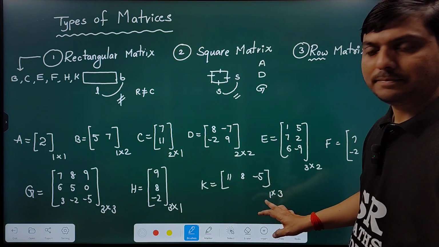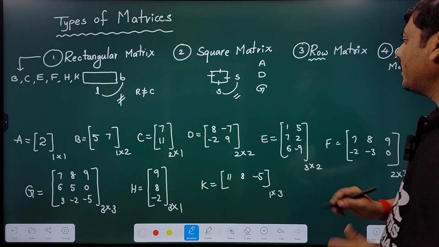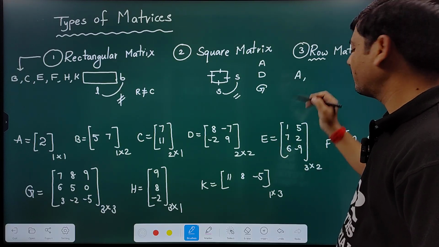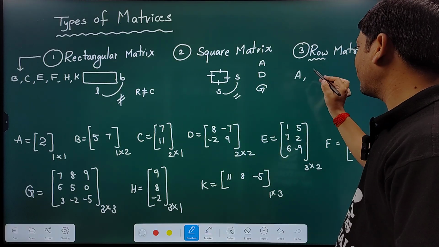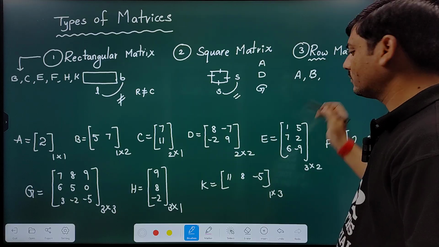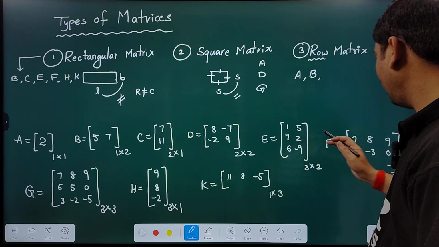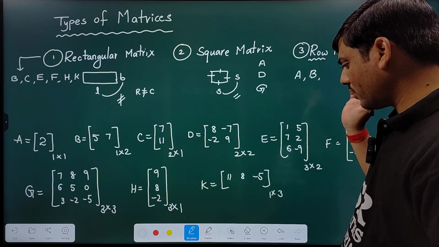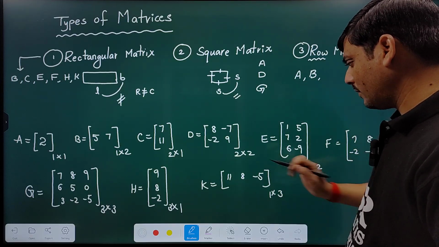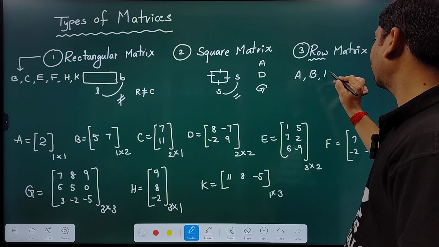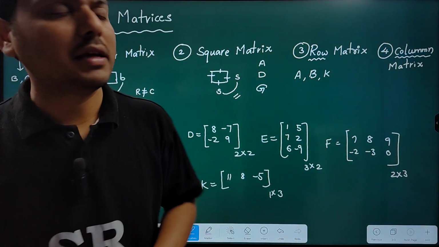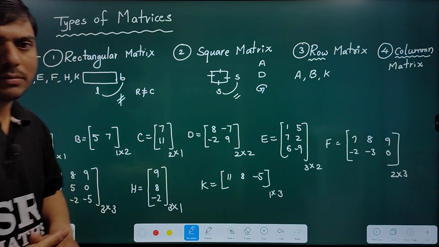This is a row matrix. So how many row matrices are there here? A is a row matrix, B is also a row matrix, C, D, E, F, G, H all are different. K is also a row matrix. Are understood, students? Similarly, you know that making a column matrix.